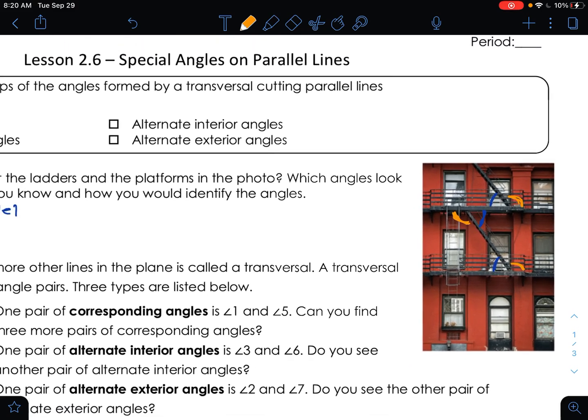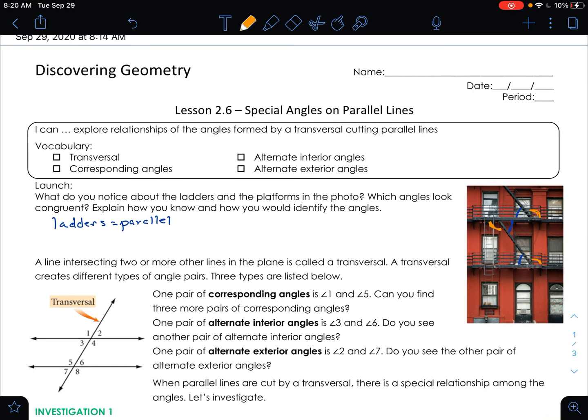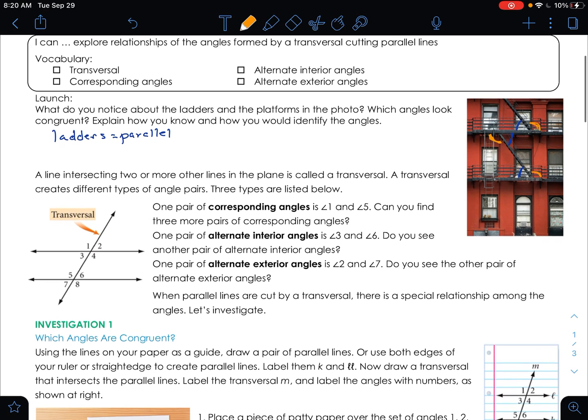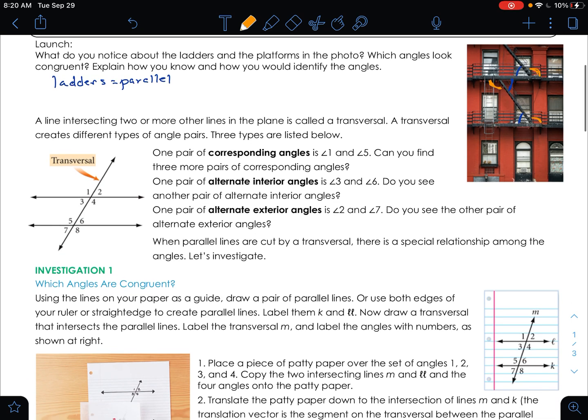Now, how would we identify these angles as congruent? We would need to get a very large protractor and go to this building and climb up the ladders and start measuring those. So what we're going to do, since that's not realistic, is look at an activity, an investigation, and try to figure out some things about angles. So the first thing that we need to define are the different types of angles that we're going to talk about.